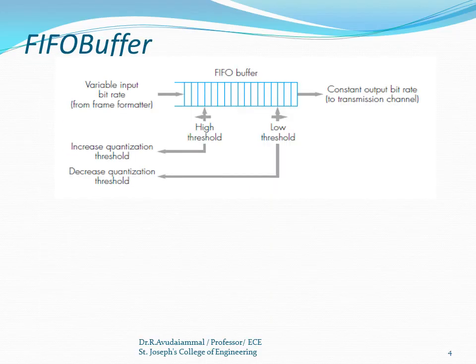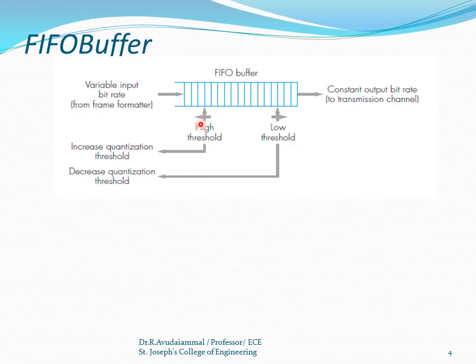Now we will see the mechanism of the FIFO buffer. This FIFO buffer works on two thresholds, a low threshold and a high threshold. When the buffer contents fall below the low threshold, that means more bits are available and you can use more bits. Therefore, the quantization threshold is decreased. When the quantization threshold is decreased, the number of bits used to represent each value increases. Therefore, the FIFO buffer automatically fills up.